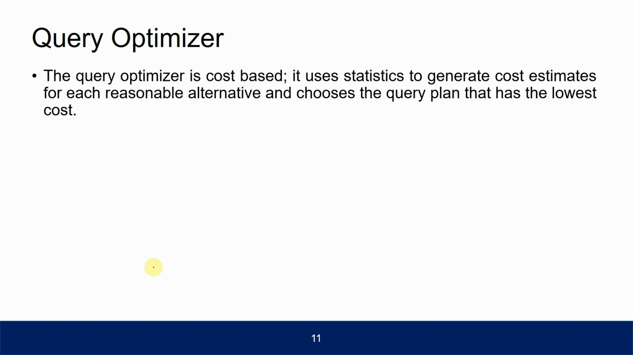The query optimizer is cost-based. As I said in the previous slide, it uses statistics to generate cost estimates for each reasonable alternative and chooses the query plan that has the lowest cost.